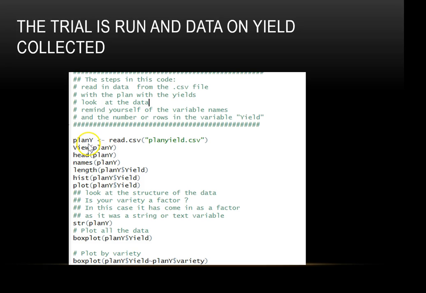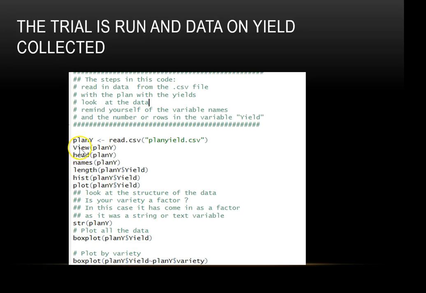So what I'm doing here, planY, so this is basically plan yield, and I'm saying assign this data, and I'm saying read.csv, which means I'm reading a CSV file, and here is the name of the CSV file, planyield.csv. And then I can say view(plan), head(plan), names(plan), length(plan), histogram, plot.